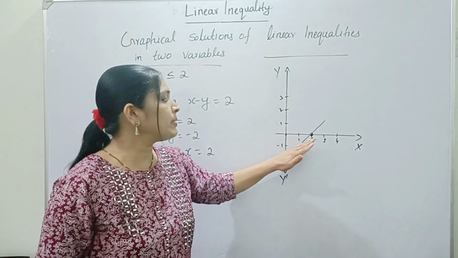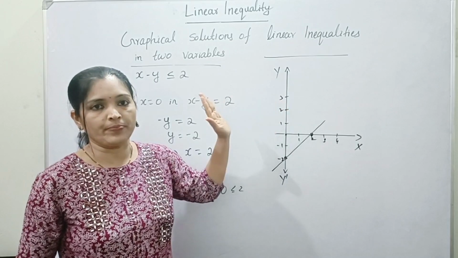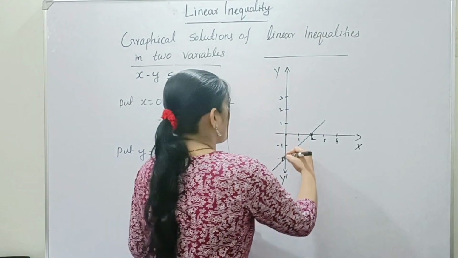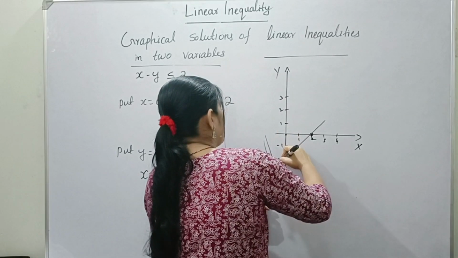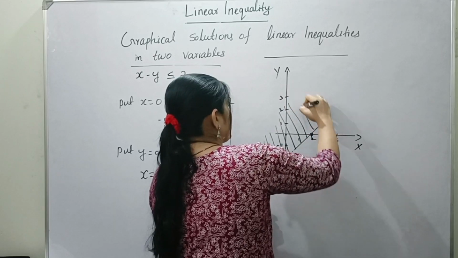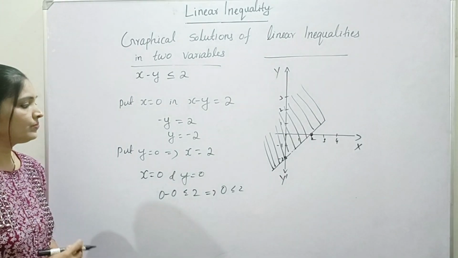Therefore, our feasible region will be towards the origin. Feasible region towards the origin. So we can show the feasible region towards the origin. Okay, so here is the feasible region.